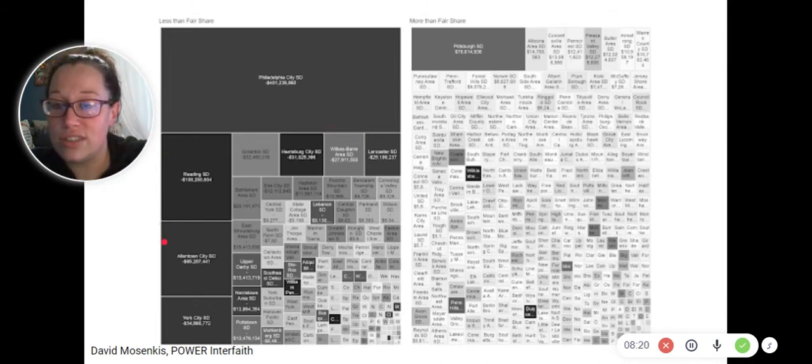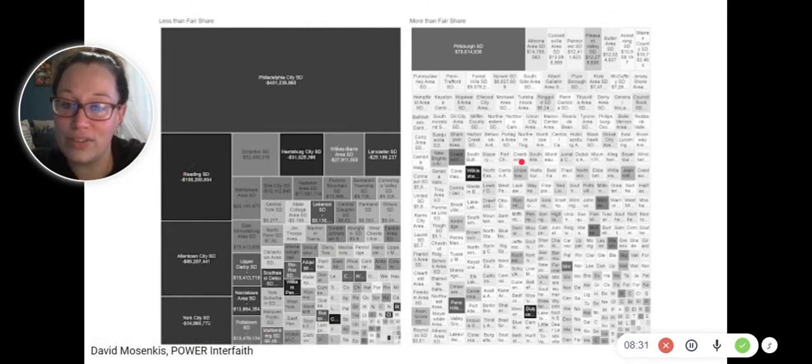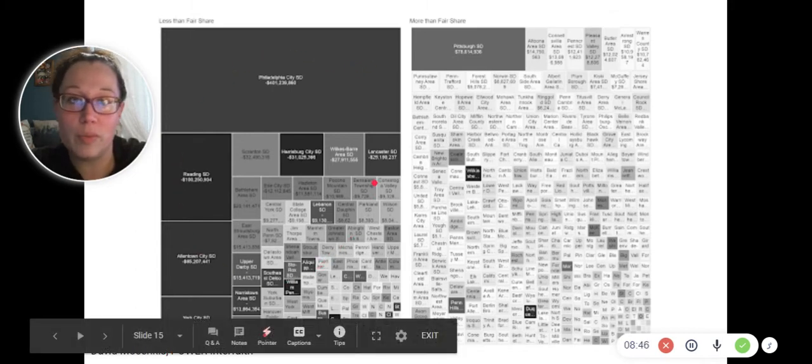And over here, we have districts getting less than their fair share. We have Pittsburgh or Philadelphia right here. We have Reading, Allentown, and so forth. The chart itself is a little blurry, I apologize, but you can see a clear trend. Just back up and look at what you're seeing and see how much the districts with a lot of students of color are being harmed by this.